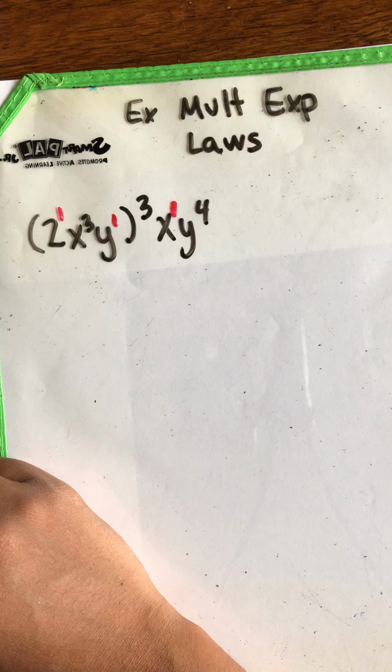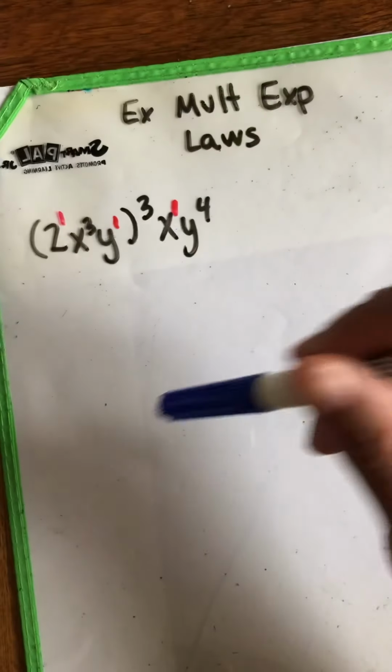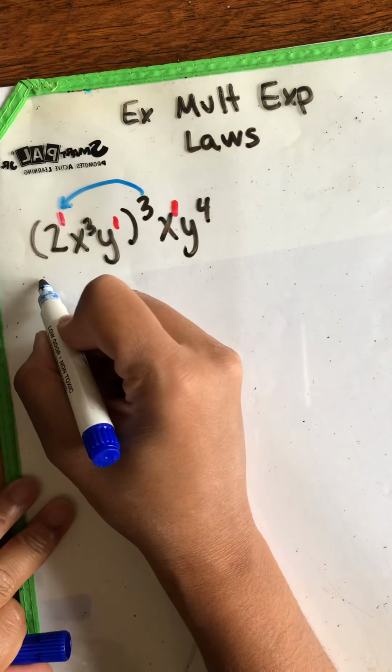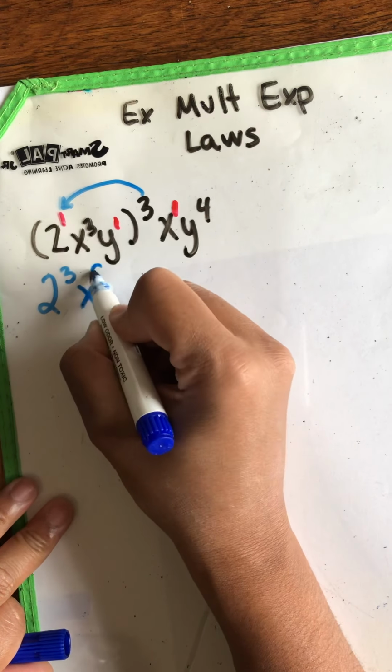Second thing, can I clean up anything inside my parentheses? And I'm looking, the 2, the x, and the y cannot be put together. So I'm on E. Do I see an exponent touching the outside of my parentheses? If so, we're going to multiply. And remember, it's only exponent times exponent. Do not do exponent times big number.